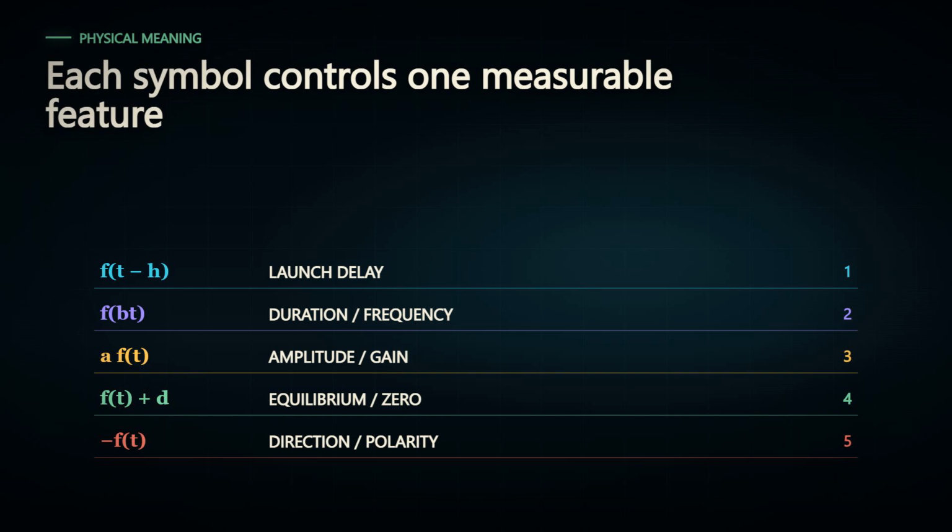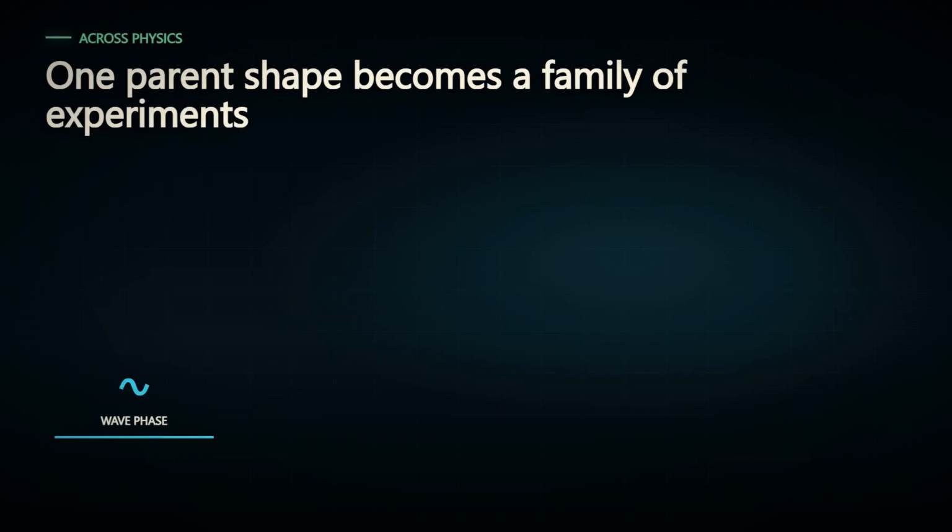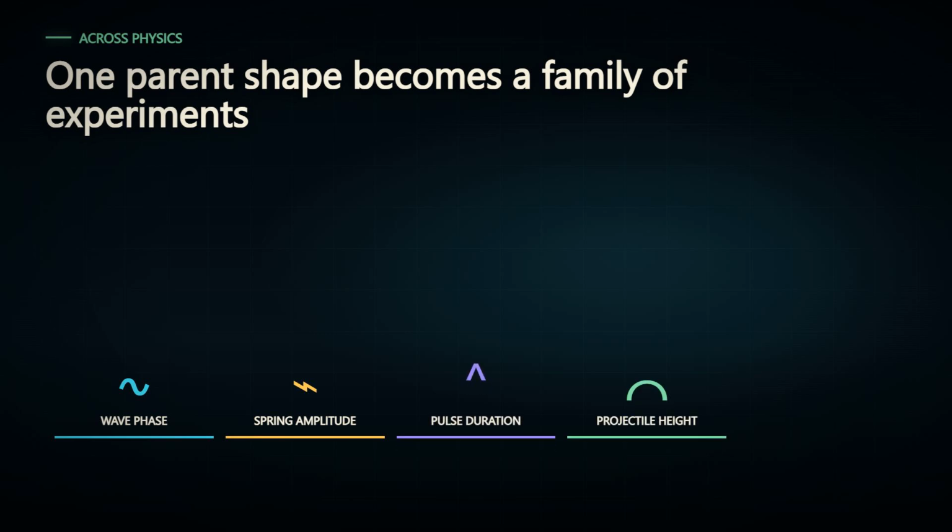The same transformation language appears across physics. Shift a wave in time to represent phase delay. Scale a spring trace to change amplitude. Compress a pulse to represent a faster event. Raise a projectile graph when the launch platform moves. Calibrate a sensor by correcting its gain, offset, and polarity. One parent shape becomes a family of experiments.